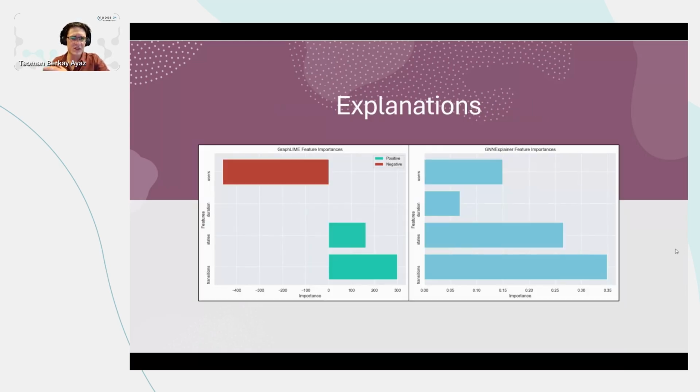So the explanations received show us that the graph line puts a lot of negative user importance on the user-related fields, which indicates that depending on the user, it is going to be very unlikely to be an anomaly, whereas depending on certain states and transitions, it will be much, much more likely to be a true anomaly. On the other side, the GNN explainer, which doesn't really yield negative feature importances, shows us that the duration is the least important feature across all types of features, whereas the most important one, once again, is the transition-based fields.